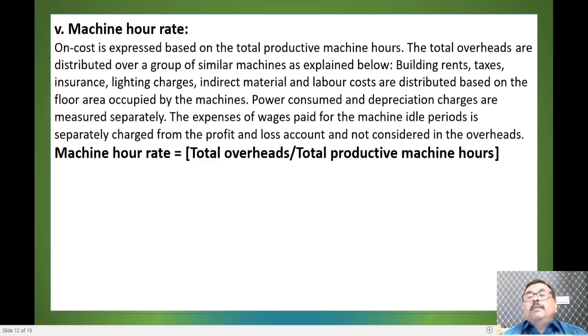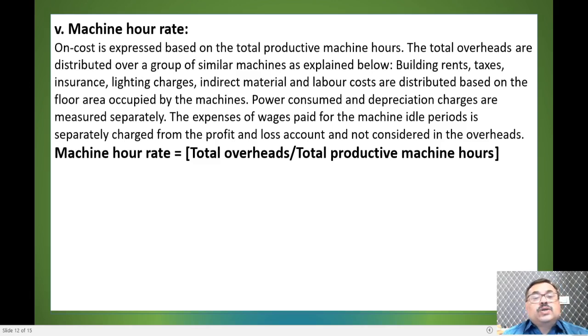explained below, like building rents, taxes, insurance, lighting charges, indirect material, and the labor cost, and distributed based on the floor area occupied by the machineries, power consumed, and the depreciation charges, which are measured separately for each and every equipment. The expenses on the wages for the machineries' idle time period separately will be considered in the profit and loss account and not considered in the overheads in this particular method.